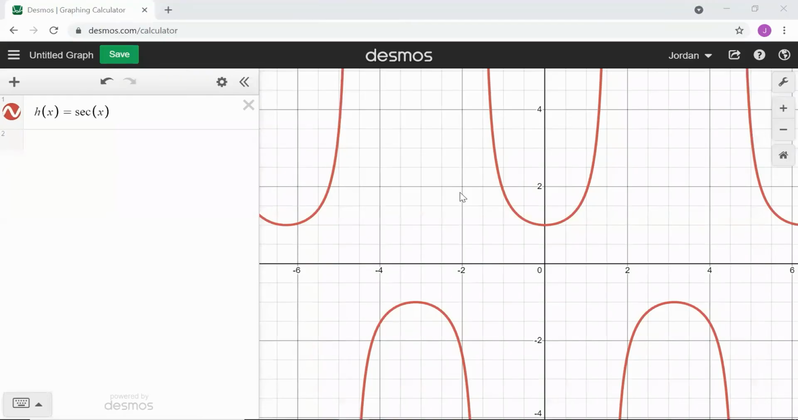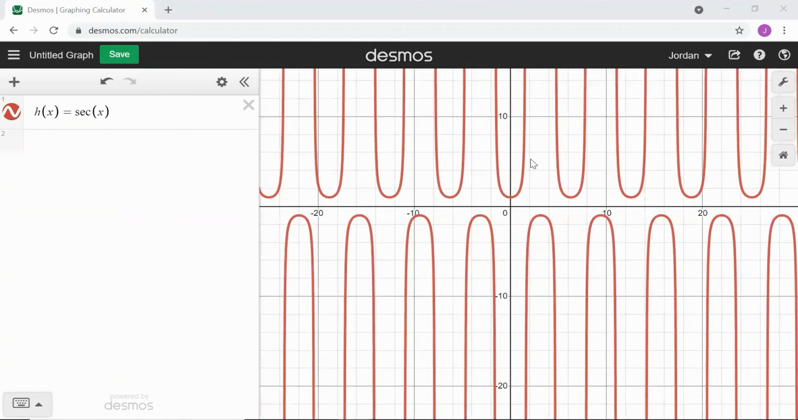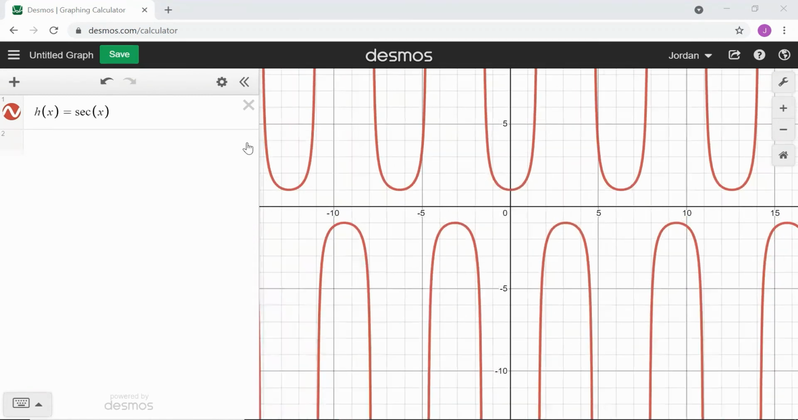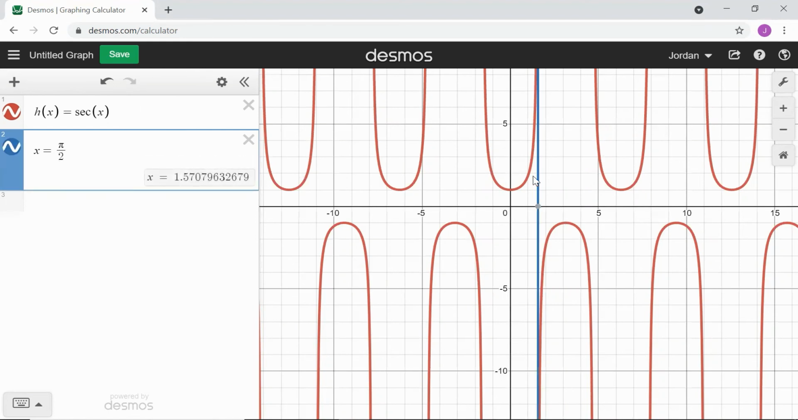We can also see that through the graph if we'd like. So I've graphed the secant function, and you can see at each place where we have k times pi over 2, we have these weird asymptotes, lots and lots of asymptotes. Let's see if I can draw one. There you go. There's pi over 2. And so you can see the asymptote here at x equals pi over 2.